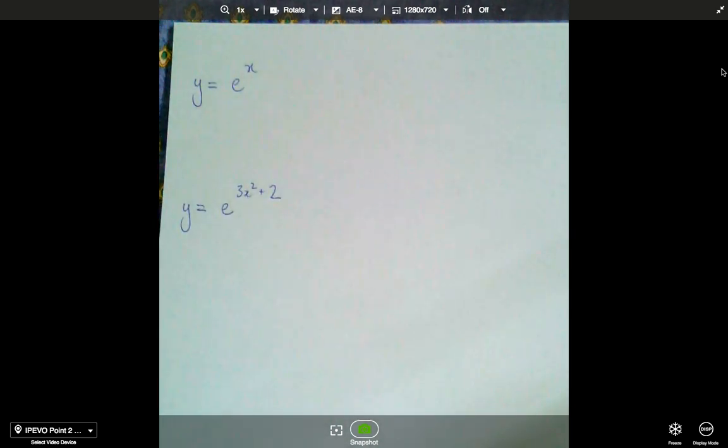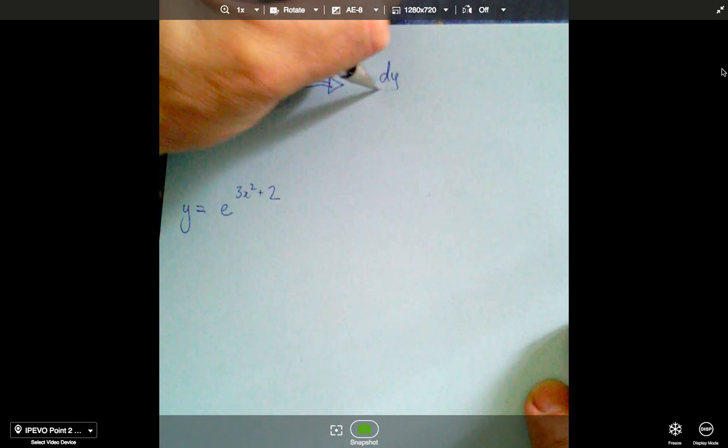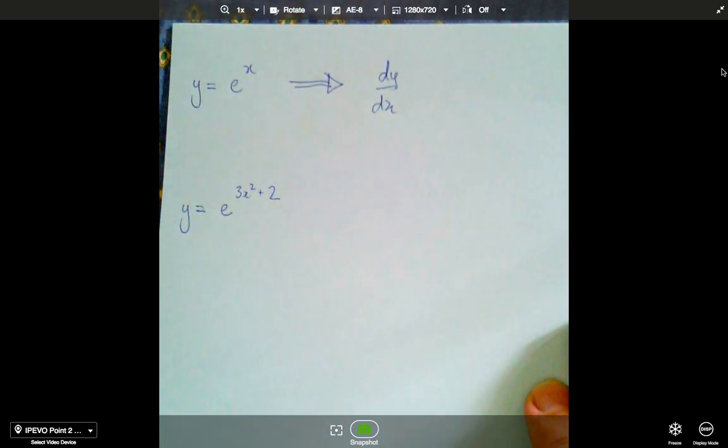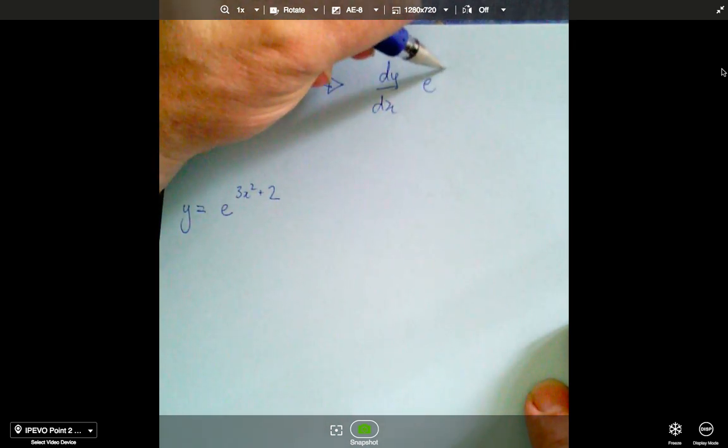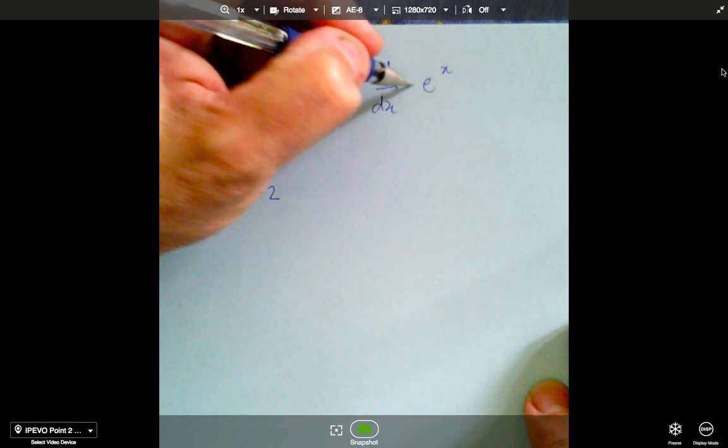The other functions that we're going to have to deal with is y equals e to the x. If we want to find the derivative of that, dy/dx of e to the x is just e to the x. And that's the beauty of why we picked this number e. 10 to the x isn't its own derivative, but e to the x is. And again, that is our rule.